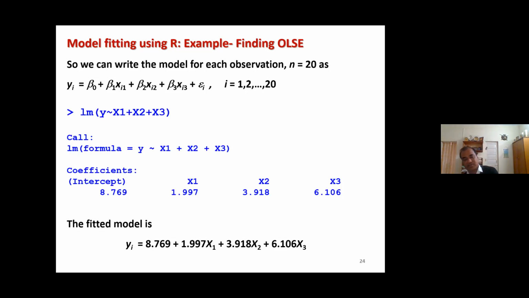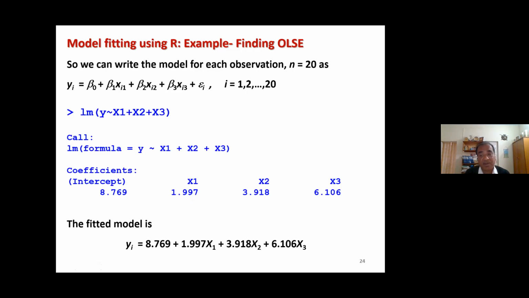Now your main job starts here. By looking at this output, how are you going to interpret those values? If you remember, your model is y is equal to beta 0 plus beta 1 x1 plus beta 2 x2 plus beta 3 x3. Now it is giving you those values. The first value, the intercept term, is 8.769. The second value, 1.997, is the value of beta 1 in the model, the regression coefficient associated with x1.